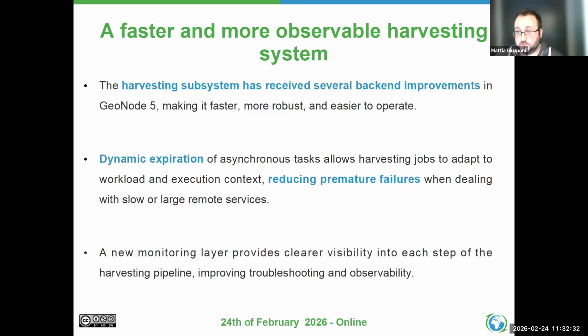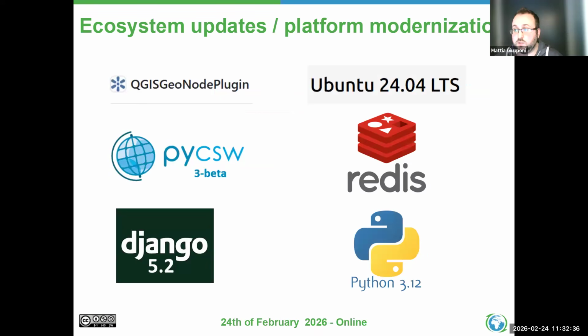Of course, all of this was not possible without a big update on the platform itself, especially infrastructure-wise. So we made a few updates, which first of all is that the GeoNode plugin for QGIS has been updated to work with GeoNode 5, since earlier it was not possible. We finally updated the Ubuntu release to the latest LTS, which is 24.04.